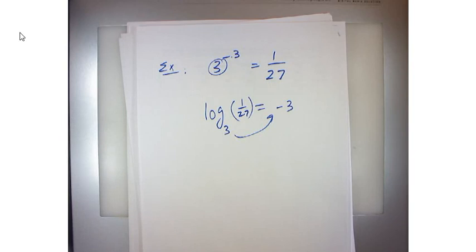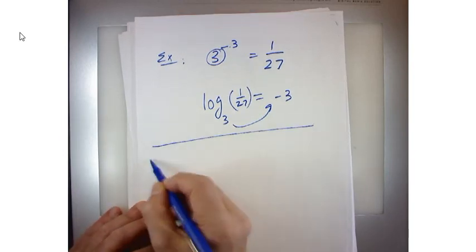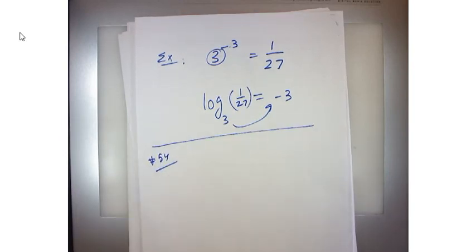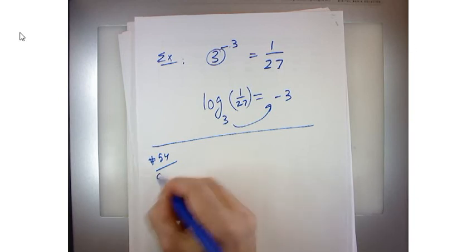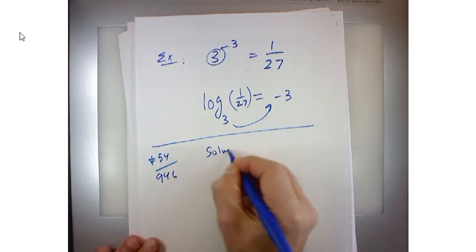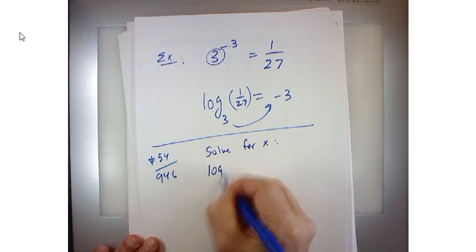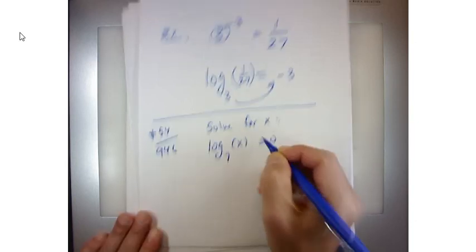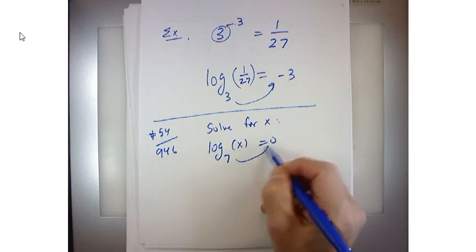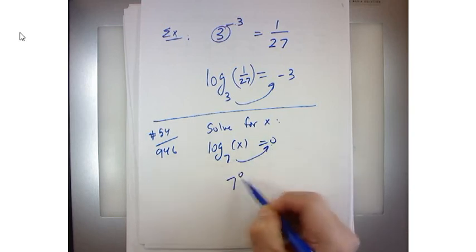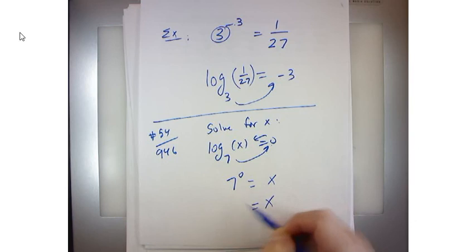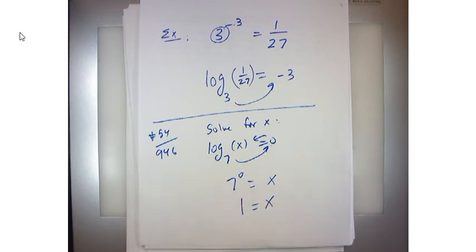Okay, now let's go to 54 from page 946. They want us to solve for x in this case. Log base 7 of x equals 0. Since we're not familiar with logs, we're going to change this into exponential. So 7 to the 0 equals x. Anything to a 0 power is 1. So x must be 1.